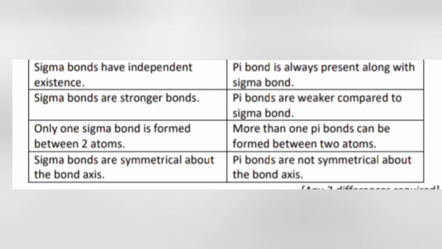Only one sigma bond is formed between two atoms. More than one pi bond can be formed between two atoms. Sigma bonds are symmetrical about the bond axis. Pi bonds are not symmetrical about the bond axis. Write any two differences.